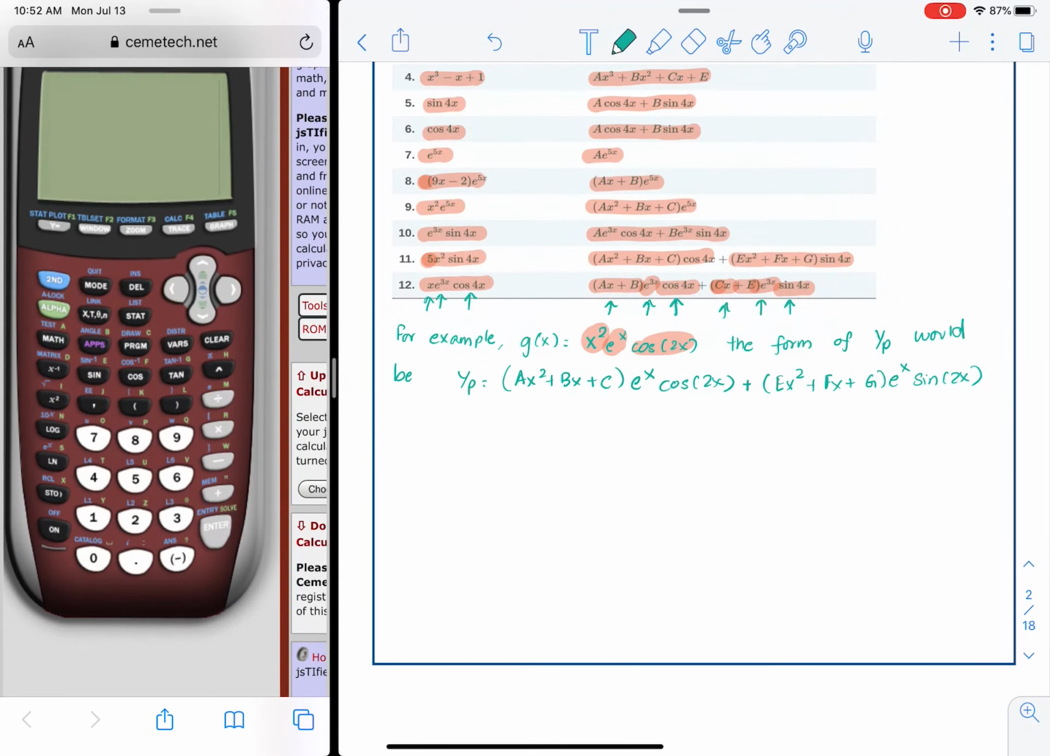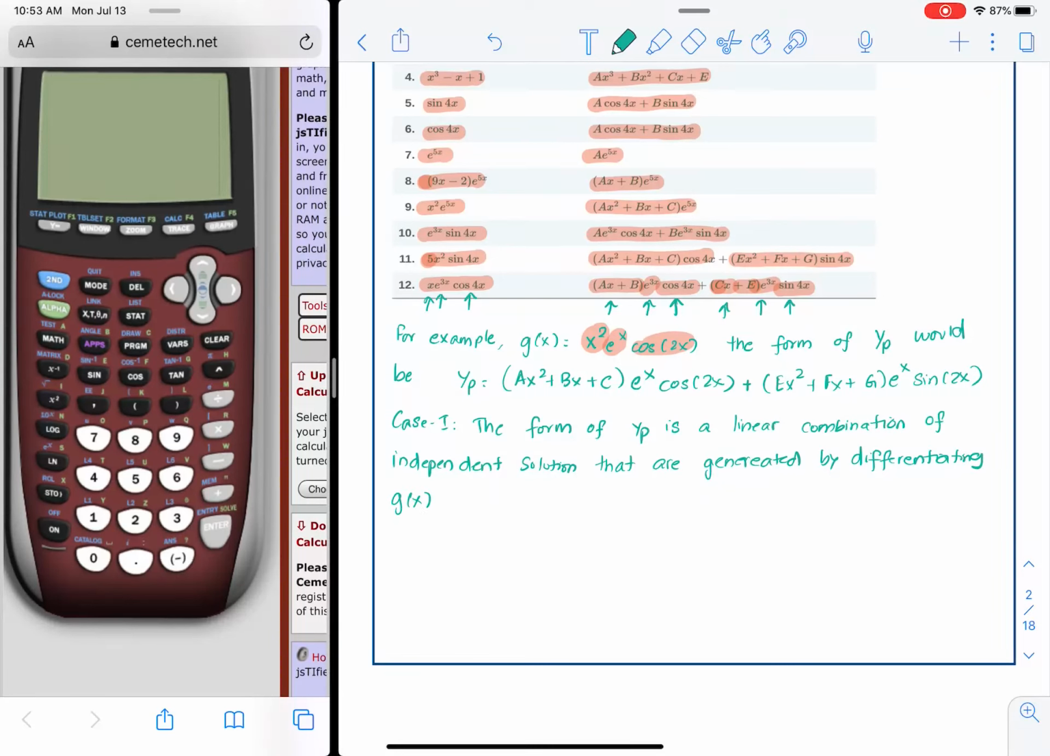The first case is pretty much easy. Case 1 is we refer to this table and we identify a form, or use the simple rule, the form of yp is a linear combination of independent solutions that are generated by differentiating g of x repeatedly.